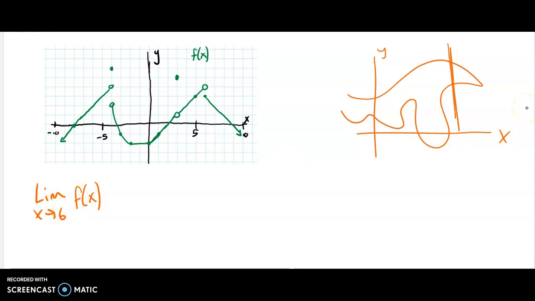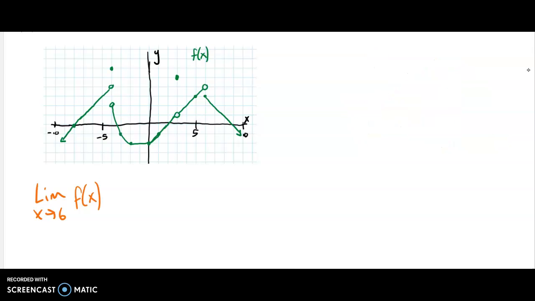So I can only have one limit as x goes to 6. I mentioned the vertical line test before. This graph over here is a graph, but it's not a function because it doesn't pass the vertical line test there and at many other spots. So I'll erase this. Let's do the limit as x goes to 6.